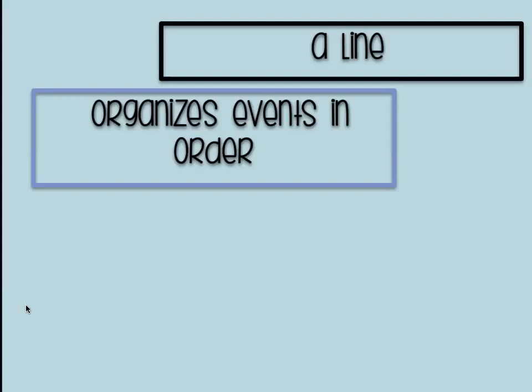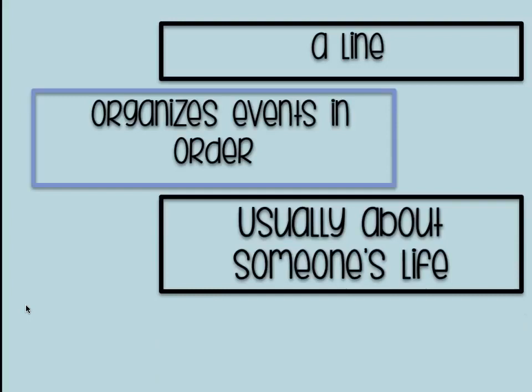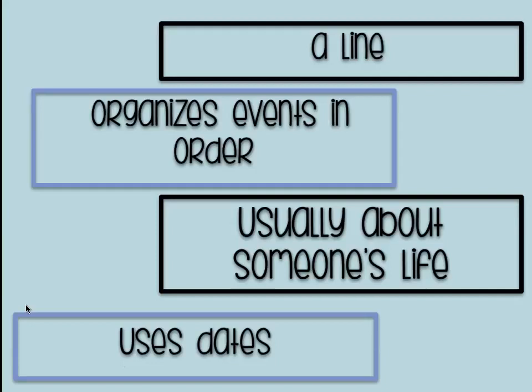When we talked about retelling a story, we talked about the events or the things that happen in the story. So a timeline takes things that happen and it puts them in order. It's a nice tool to help us organize the things that happen. Usually when we use a timeline, we're talking about someone's life. So we start at the beginning of their life and then we pick out big important dates and we put those on the line in an organized way. And then finally, we use the dates to help keep us organized.